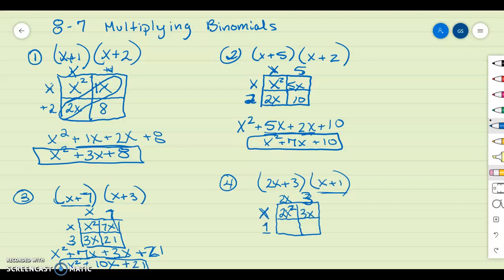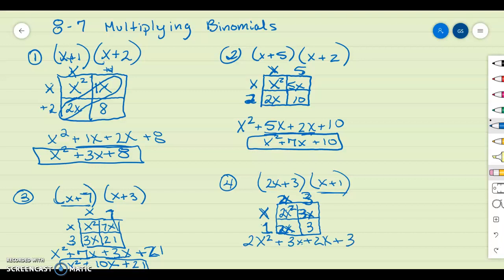Okay, so that goes there. 1 times 2x is going to be 2x. 1 times anything is itself, or anything times 1 is itself. And lastly, we're going to do 3 times 1. 3 times 1 is 3. Now what happens is we bring everything out of the box, 2x squared, and then plus 3x. This 3x comes down. Then the 2x, so plus 2x, and then plus 3.